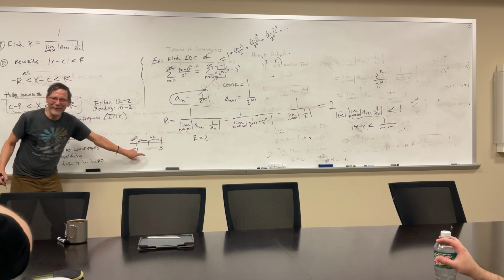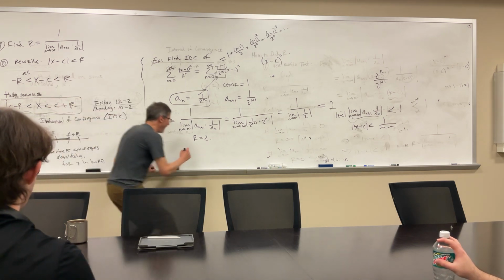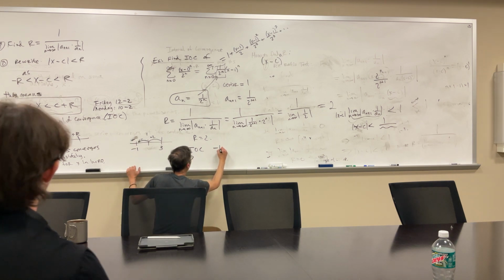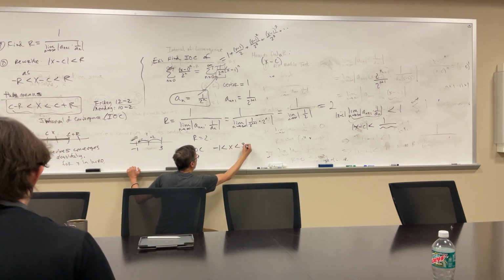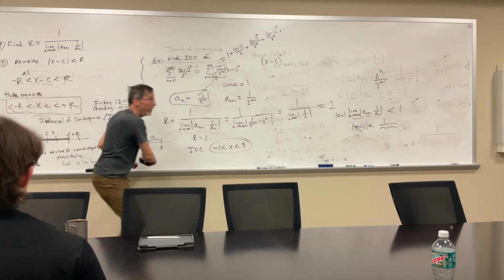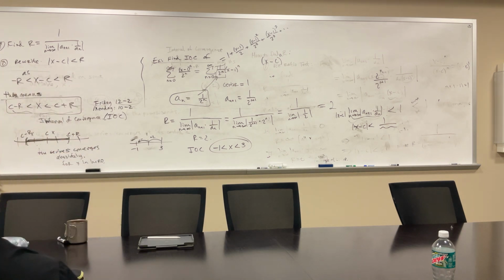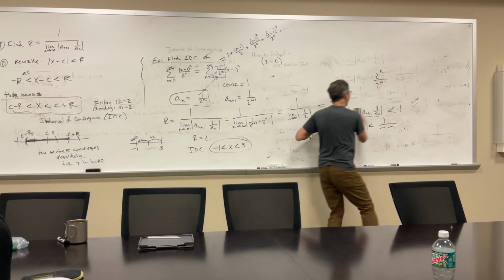So my interval of convergence is this. I write this out as x has to be between -1 and 3. Step 3. Step 3 is not too hard.